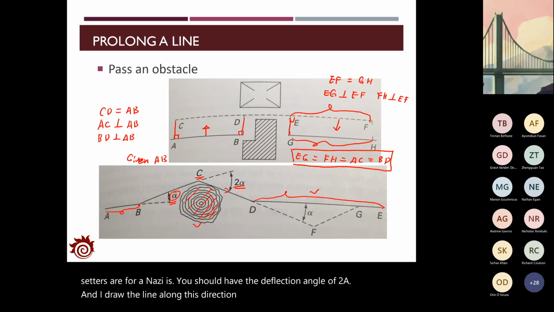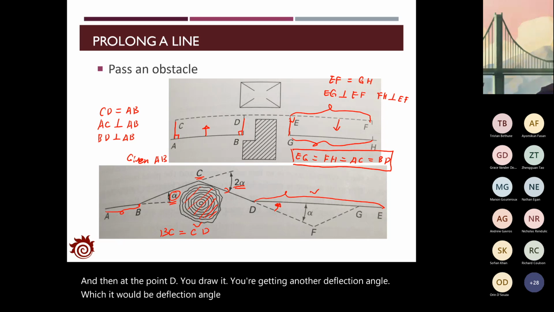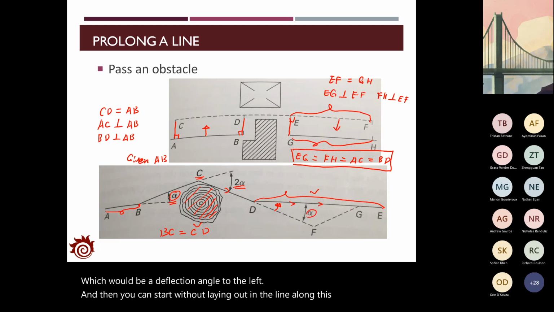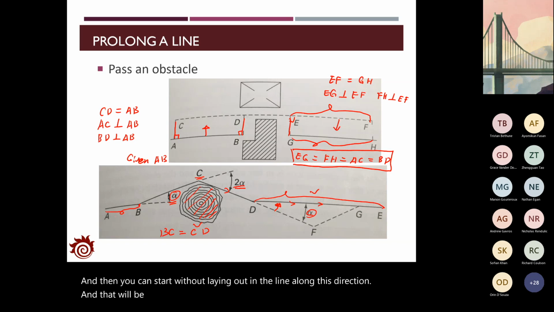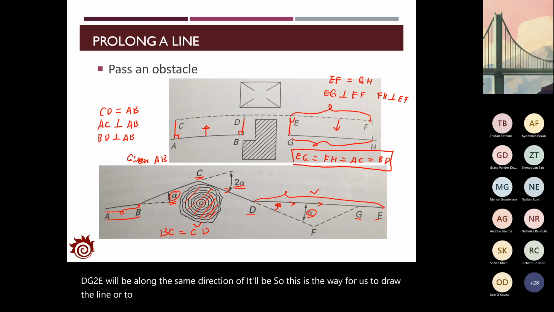Make sure that B to C has the same distance as C to D, and then at the point D, you get another deflection angle, to the left, and then you can start laying out the line along this direction, and that will be the line with the same direction as A to B. So here D to G and G to E will be along the same direction as A to B. This is the way for us to extend a line passing through obstacles or high buildings that you cannot see through to the other side.